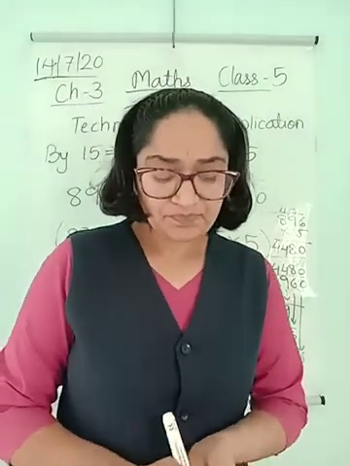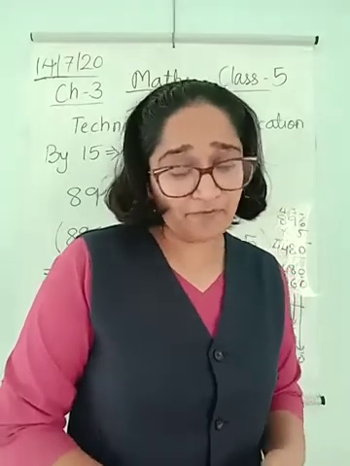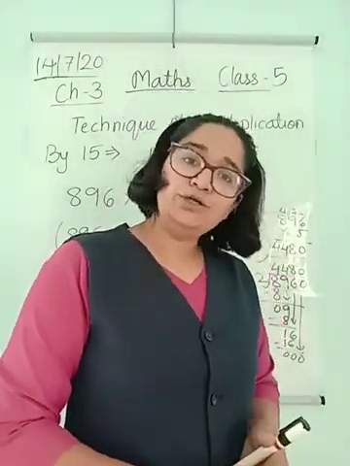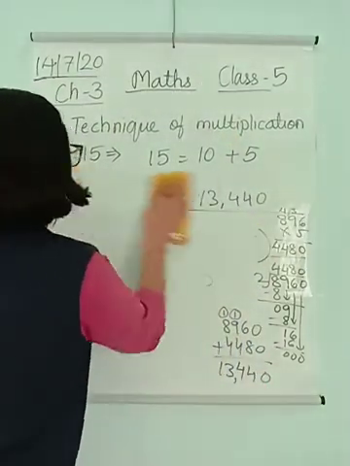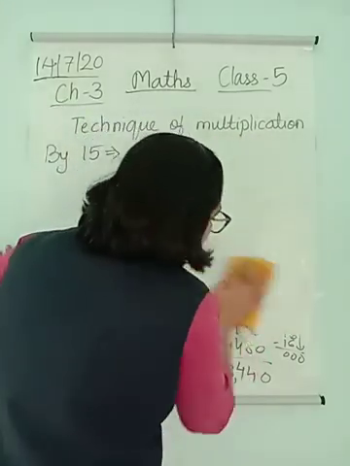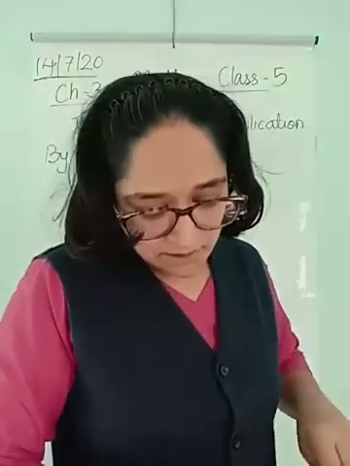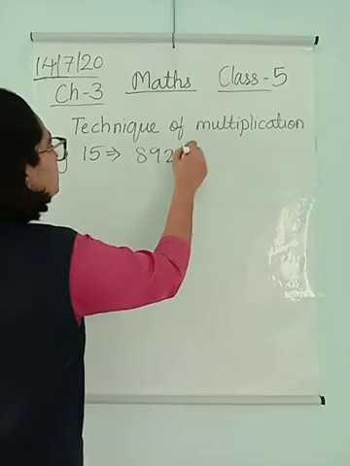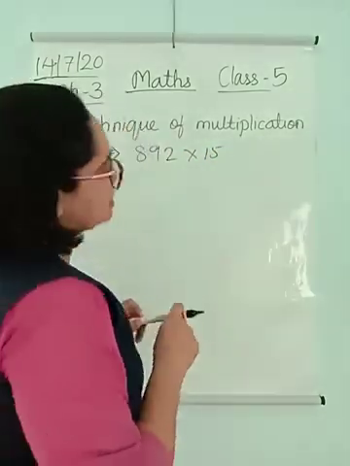Okay? So I shall take one more example for multiplying by 15 and then you will solve exercise 3.2 for me. Okay. I will take one example from the exercise now for 15. Let's take 892 multiplied by 15. Okay, this is sum number E from 3.2 exercise.